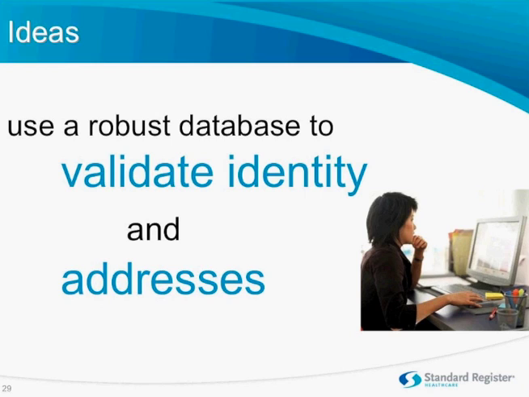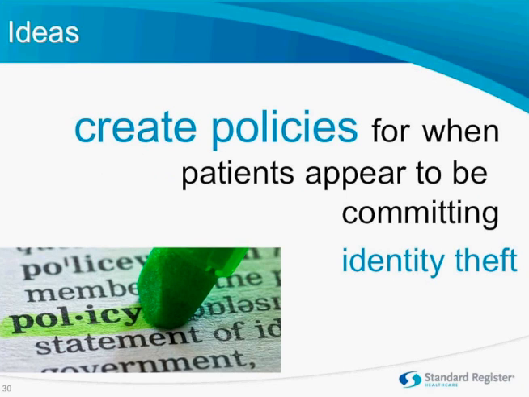Also, use a robust database to validate patient identity and addresses. Be sure it taps into numerous databases, not just one, that uses algorithms to authenticate the patient's identity and address. In the event the data reveals that you have a fraudster sitting right in front of you trying to get admitted for care, be sure you have clear policies in place so the registrars know what to do, whether it's follow a protocol or call a supervisor.